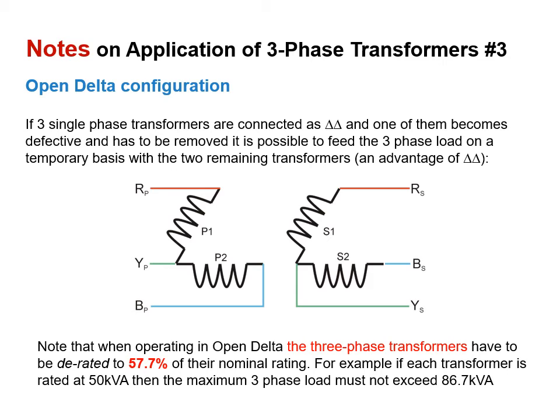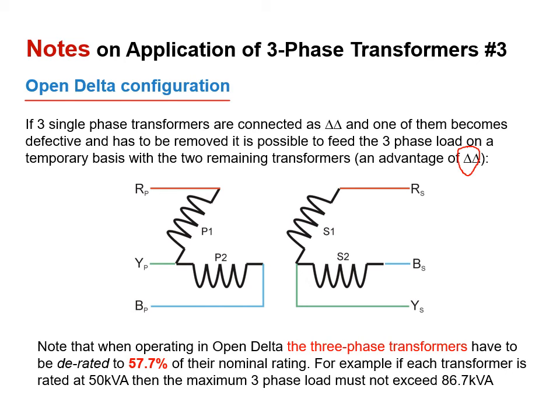And sometimes we might have a fault, where one of our transformers doesn't work. So there's something called an open delta configuration. We've got a three-phase transformer connected as a delta-delta, and one of the transformers becomes defective and has to be removed. We can feed the three-phase load on a temporary basis with the two remaining transformers. This is a main advantage of the delta-delta configuration.